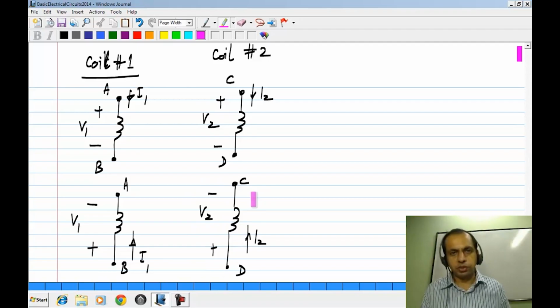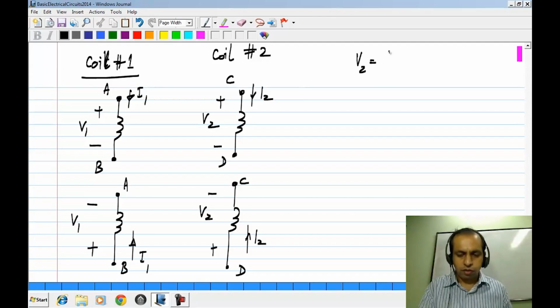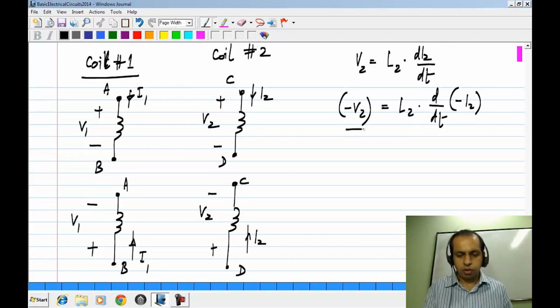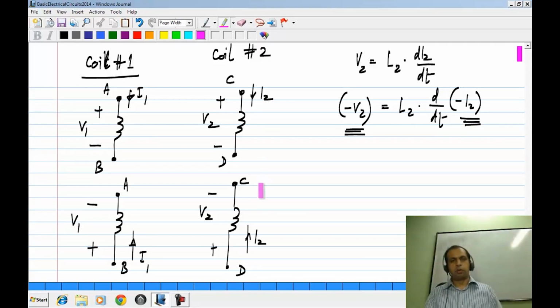This makes no difference to the self-inductance definition, because the direction of I2 is also reversed. Because if I wrote V2 is L2 di2 dt, I could also write minus V2 as L2 times the time derivative of minus I2, which corresponds to the directions chosen in the bottom picture. If I define this voltage to be something else, it's simply the negative of that voltage, and this current is the negative of that current.